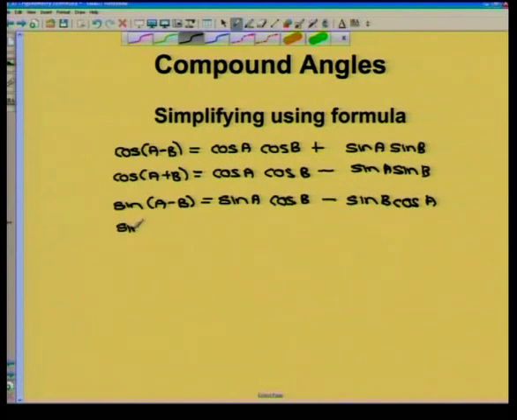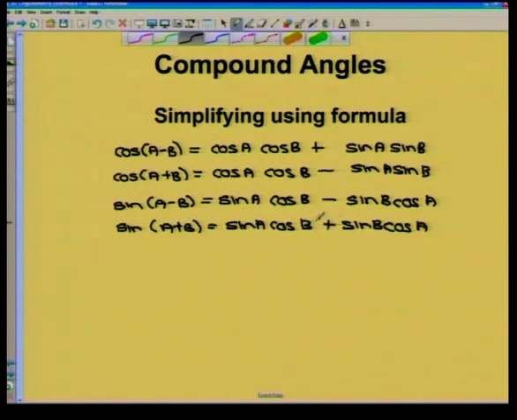So let's quickly look at this one, which is sine A plus B. Now again it's sine, cos. The angles are A, B, so here it's going to be B, A. And the sign will be the same, so it'll be a plus sign.